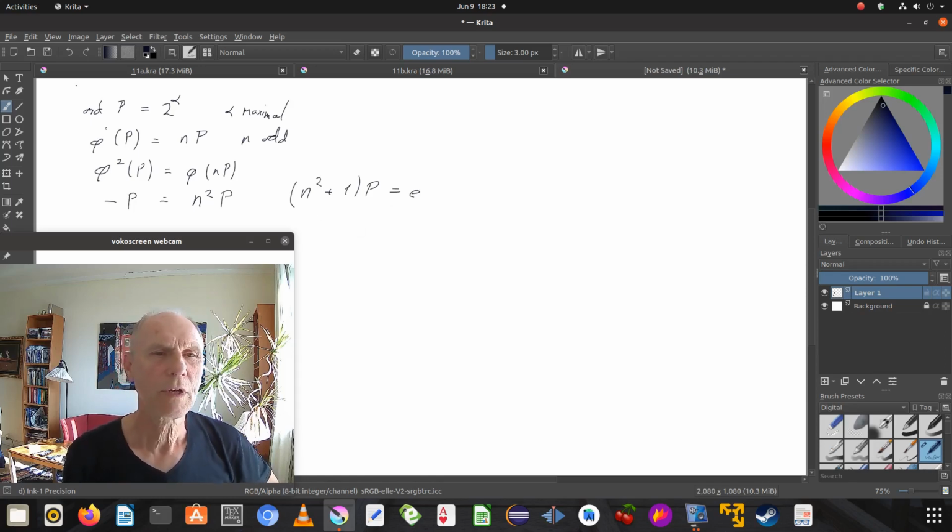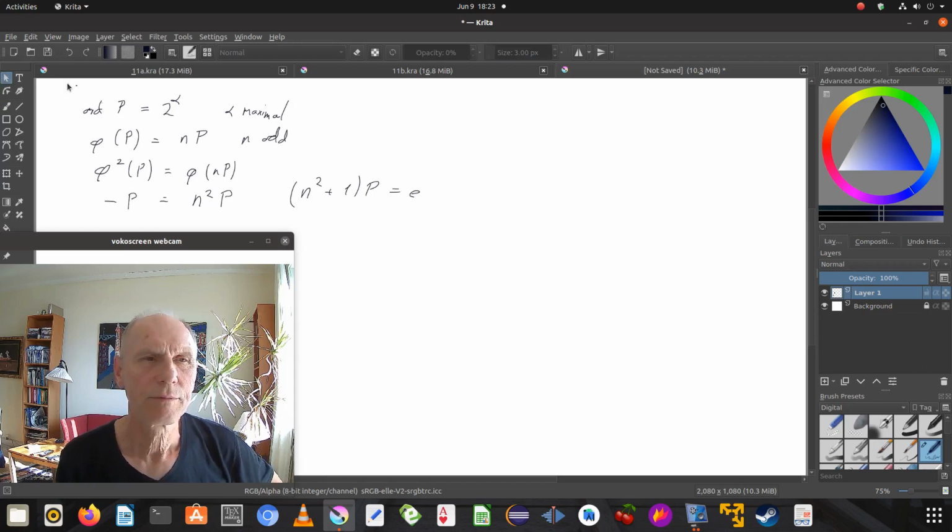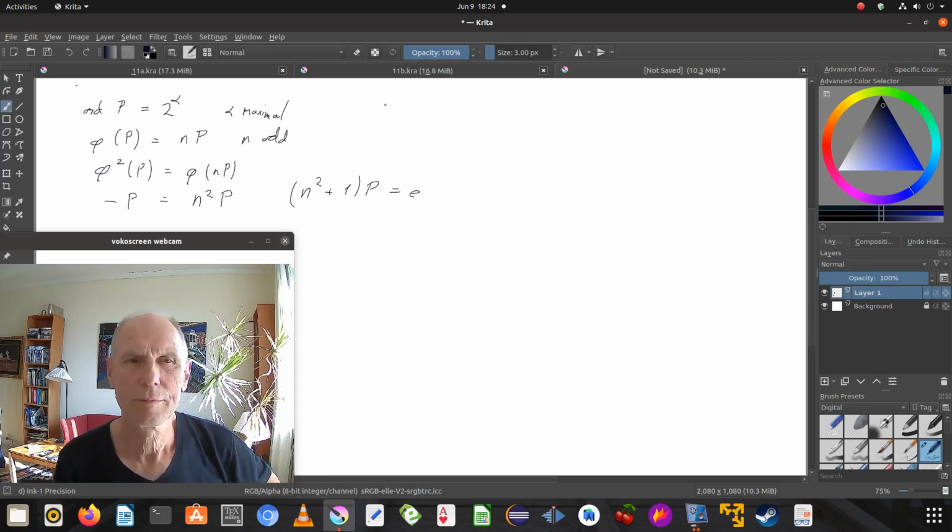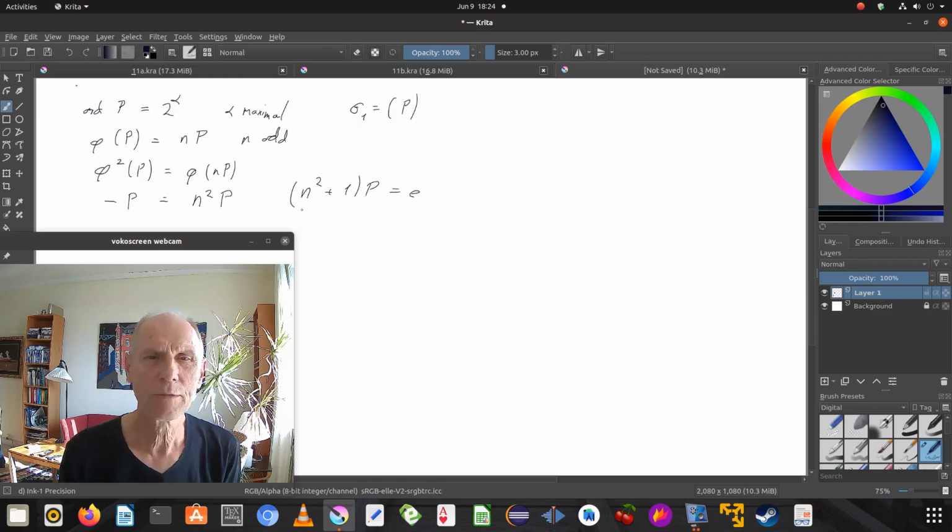It's a little strange. What can we say about beta at all if this just lies in the same group generated by P? Well, first let's analyze if it's possible, then what happens.